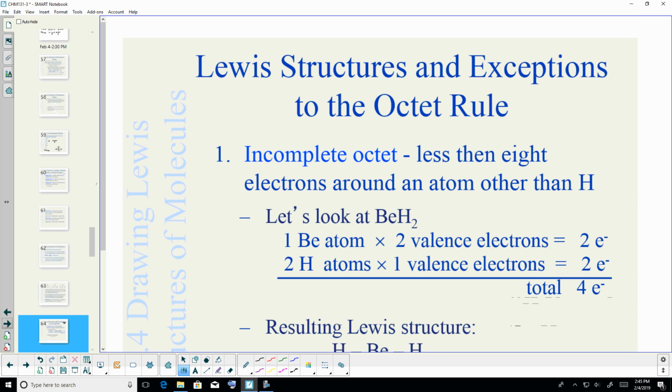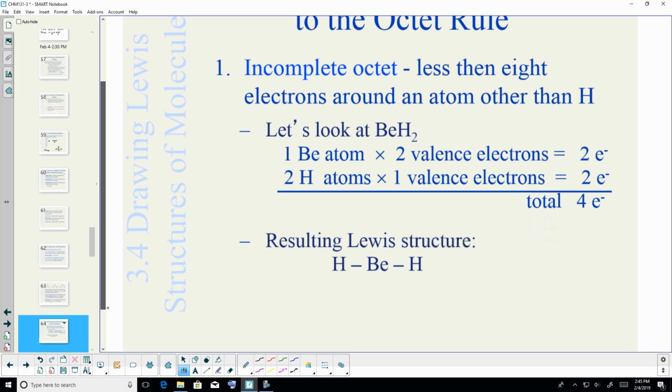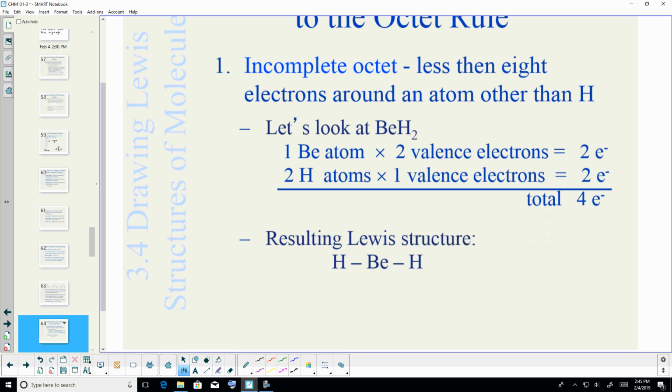There are exceptions to the octet rule. BeH2. So if you do that, that's what you end up with. So beryllium only has 4 electrons. It's perfectly happy with that.